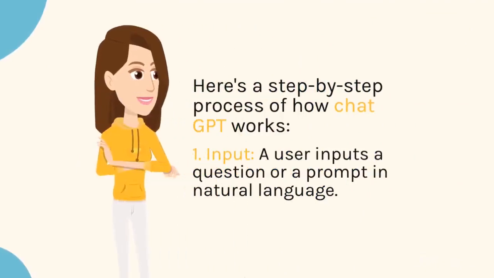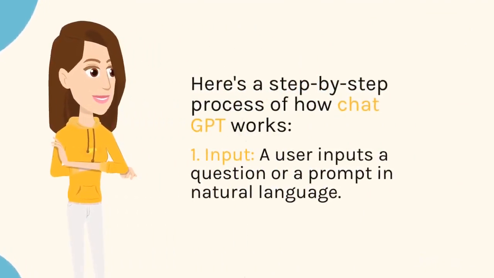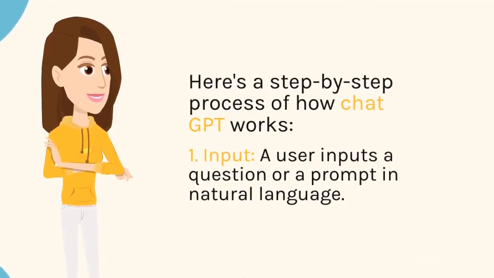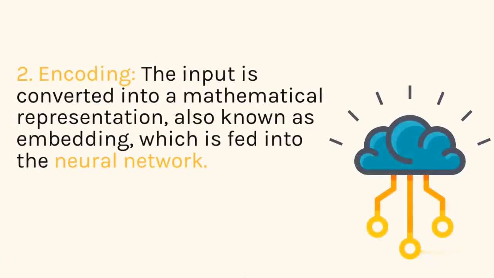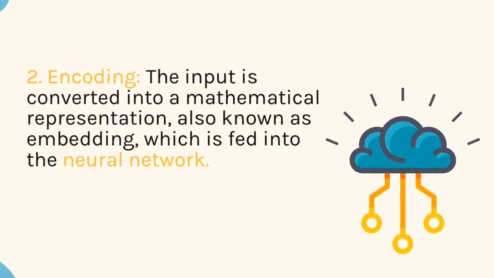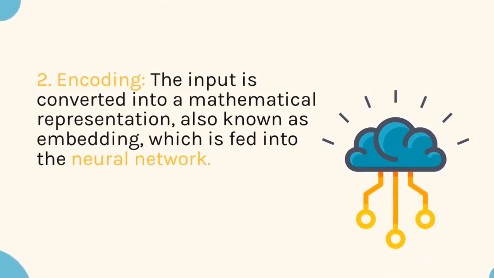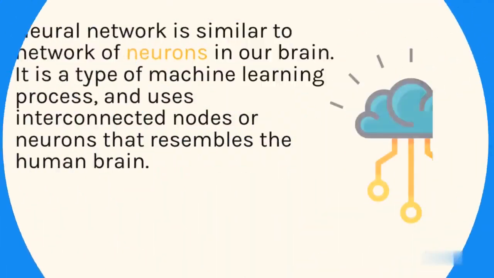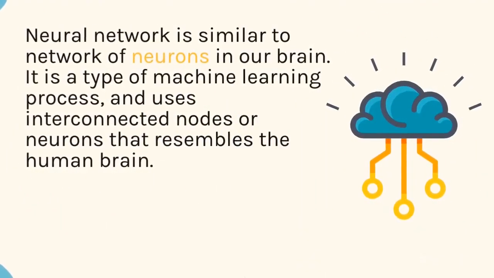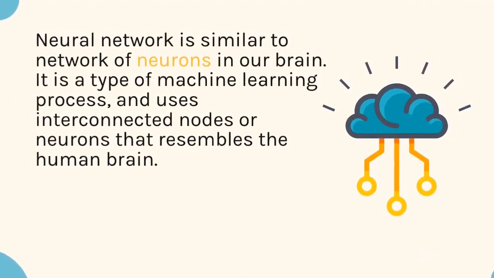Here's a step-by-step process of how ChatGPT works. 1. Input. A user inputs a question or a prompt in natural language. 2. Encoding. The input is converted into a mathematical representation, also known as embedding, which is fed into the neural network. Neural network is similar to network of neurons in our brain. It is a type of machine learning process, and uses interconnected nodes or neurons that resembles the human brain.